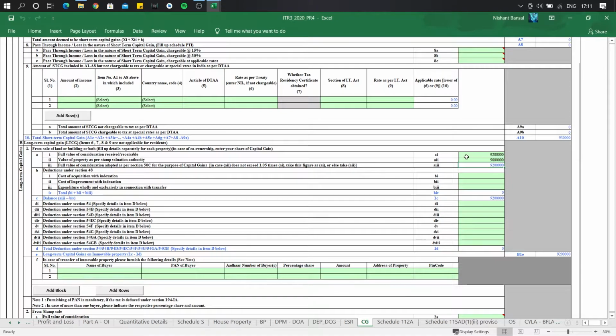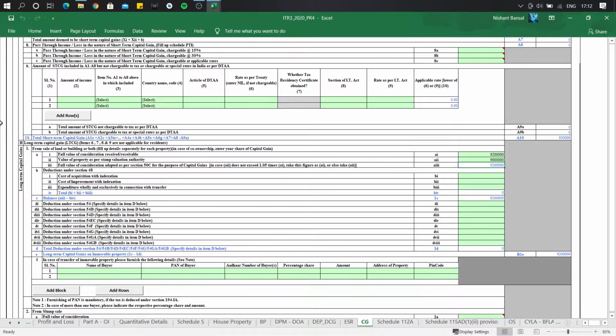So cost of acquisition without indexation. Okay, and year of purchase is this. CII for 2001-02 is given, taken to be 100. Okay, so 2 lakh. Let's calculate the cost of acquisition. So it would be the indexed cost of acquisition. It would be cost, that is 2 lakh, into CII of the year of transfer, which is 289, divided by the CII of the year of purchase, that is 100. So it comes out to be 5,78,000.